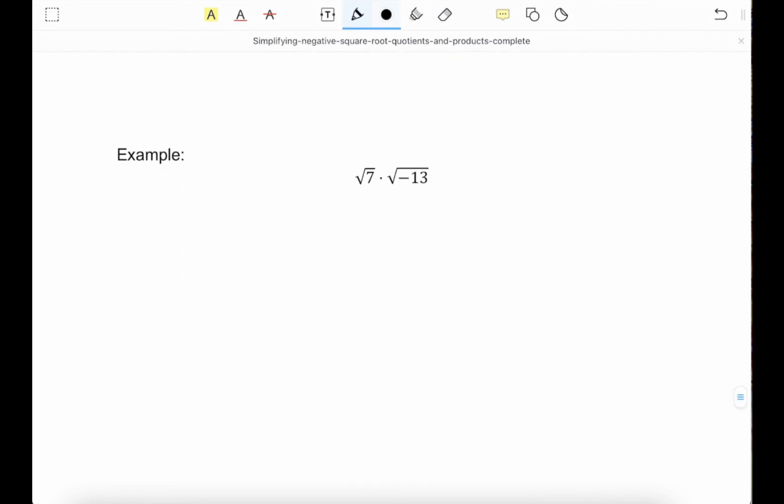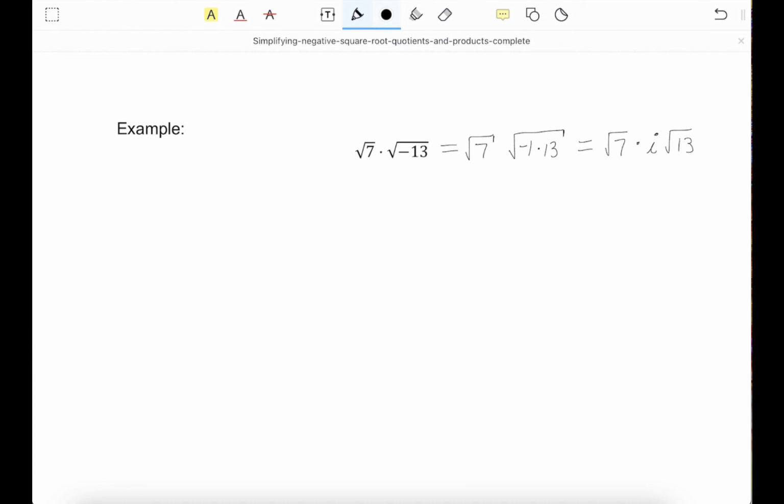Okay, moving on to this one. We have the square root of 7 and the square root of negative 13. So square root of 7 we can't really do anything with because that's a prime number. But the square root of negative 13, we have negative 1 times 13. And this is then the square root of 7 times i times the square root of 13.